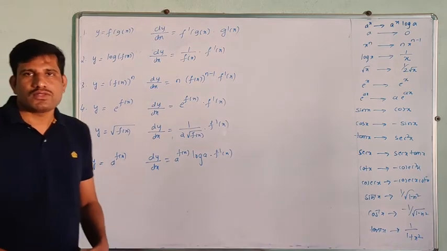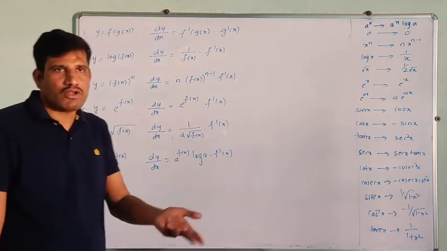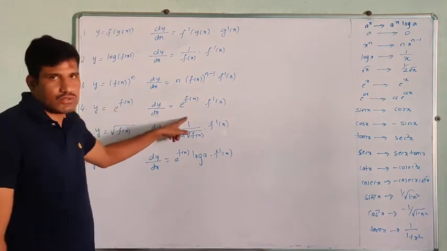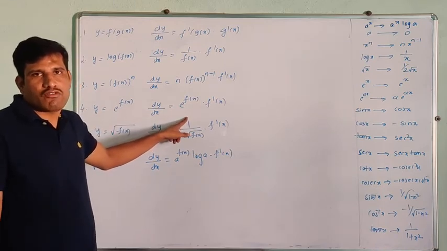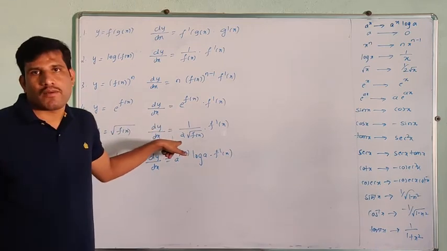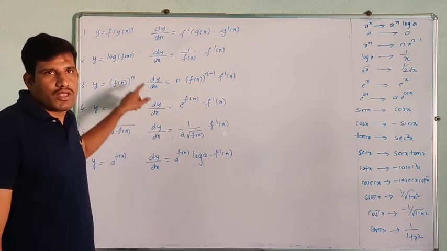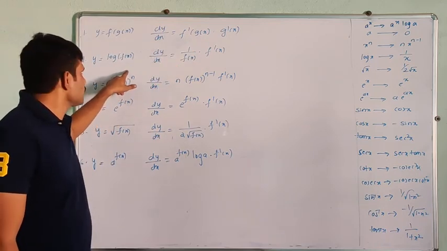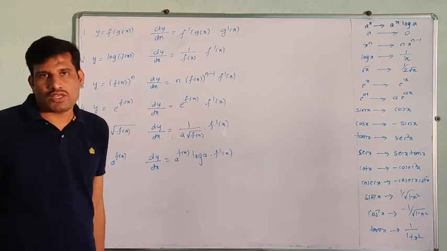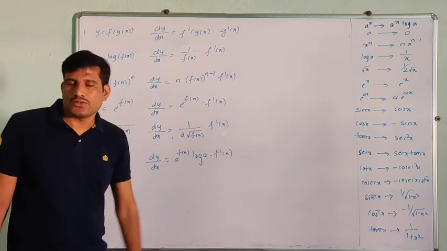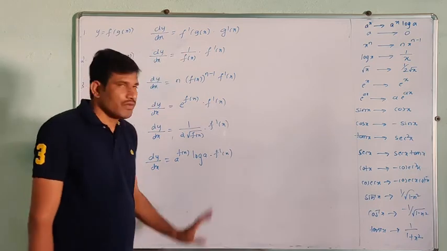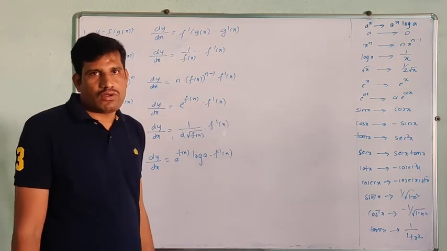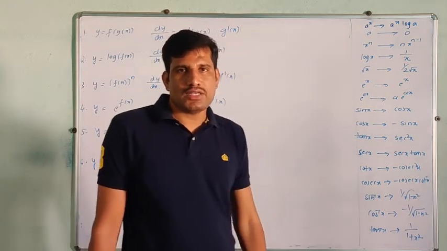These are the different forms in chain rule. Based on that, if the given function is in the form a raised to f of x, use this formula. If the given function is in the form root of f of x, use this formula. If it is in the form f of g of x, use this one. If it is f of x raised to n, use this one. If it is log of f of x, use that. So these are the basic forms in chain rule. Is it clear? So this completes the chain rule.